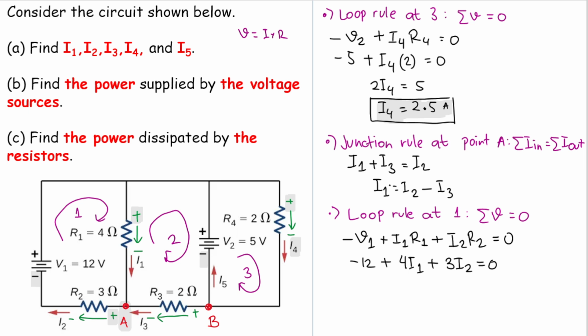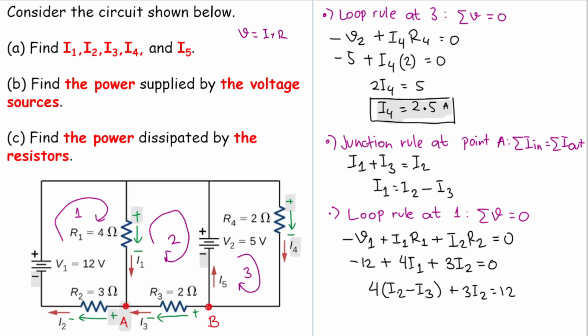Now let's plug in this. I1 is equal to I2 minus I3. So we will have 4 times (I2 minus I3), and then plus 3 I2. And that will equal to 12.